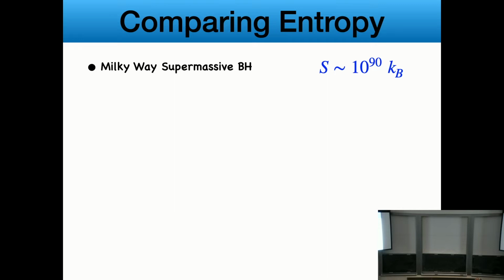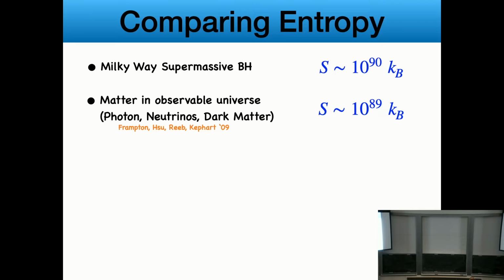So you can plug in the mass and so on, and you get an entropy, which is 10 to the 90 Boltzmann constant. So we can compare this to another number. Let's consider all the mass in the observed universe, all the energy that we think we understand. So the photons, the neutrinos, dark matter, all of those things. In standard quantum field theory, we know how to compute the entropy that they would carry. And you can compute that, you get 10 to the 89.